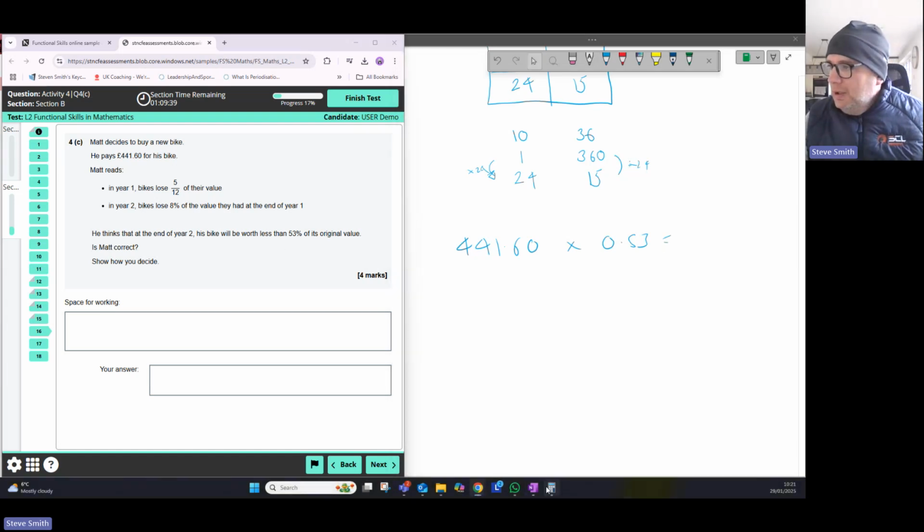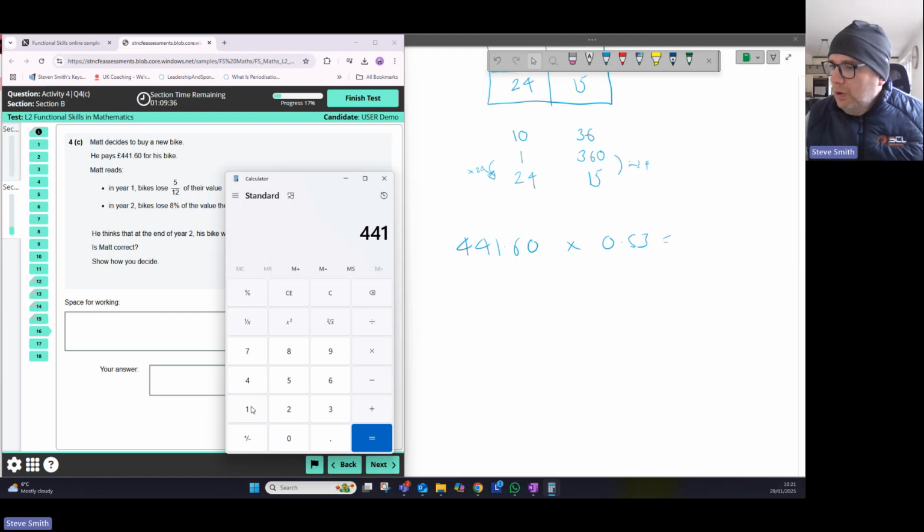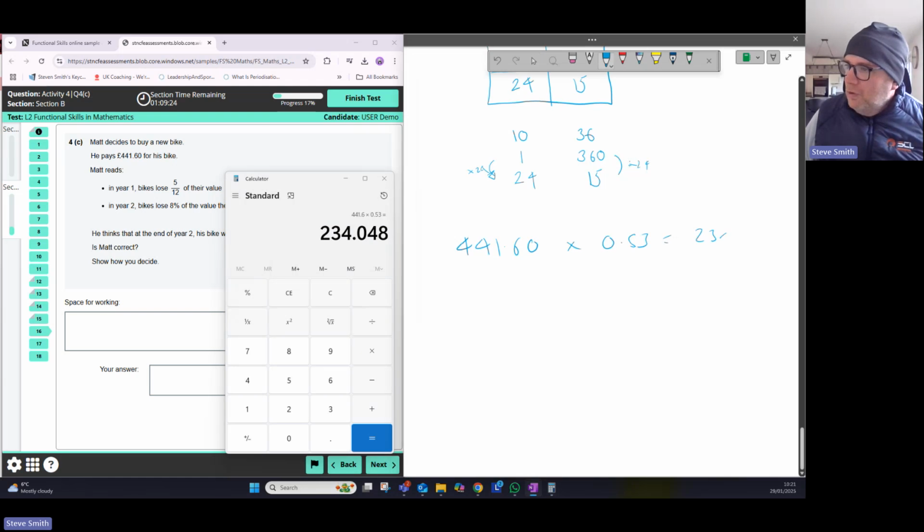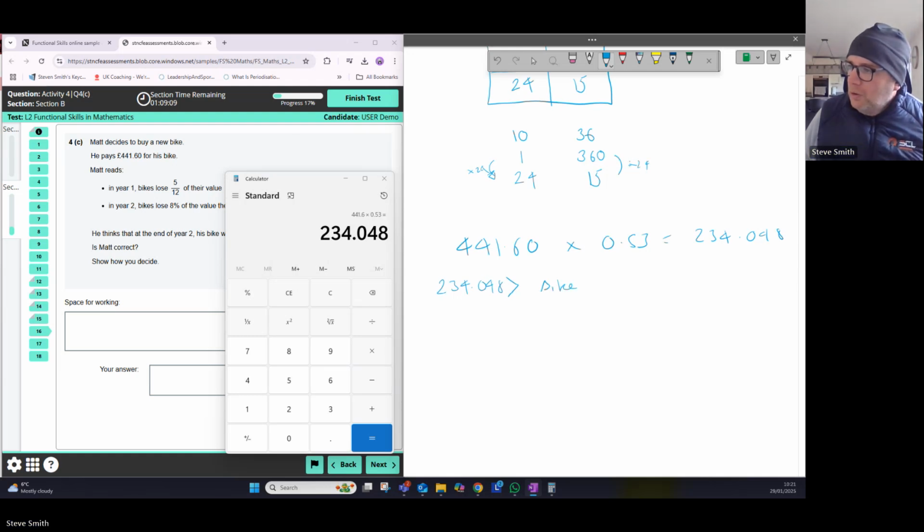So we can clearly see that 441.6 times by 0.53 equals 234.048. So after 2 years, he thinks his bike is going to be worth less than 234.048. Less than, don't forget, means the bigger number is that number. This is the bike's worth after 2 years.